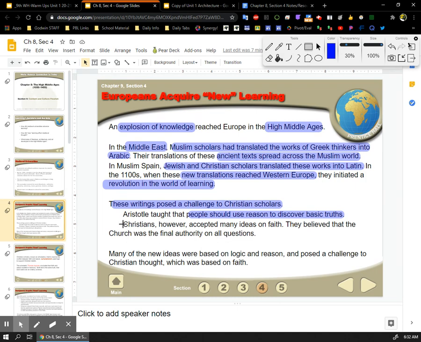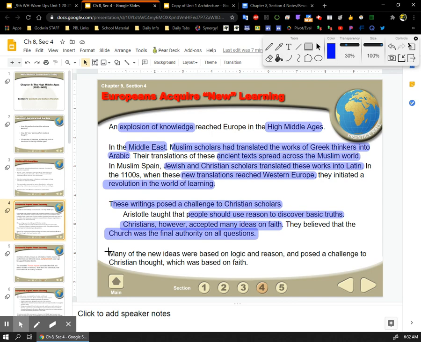Okay, Christians, however, believe that everything is based on faith. They believe that the church was the final authority for all questions. So any question that you had ever in life, Christians believe could be answered with the Bible. It's the way God wanted it, or it's the way Jesus wanted it.